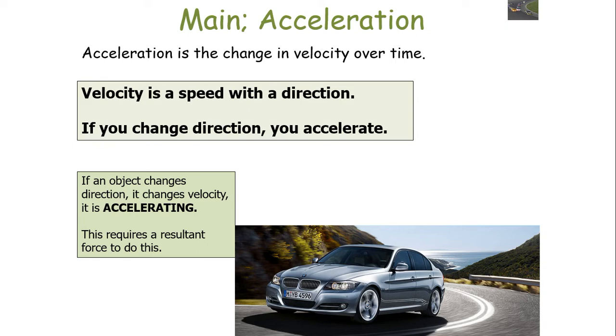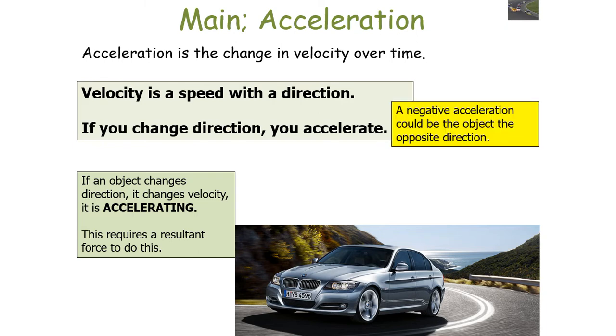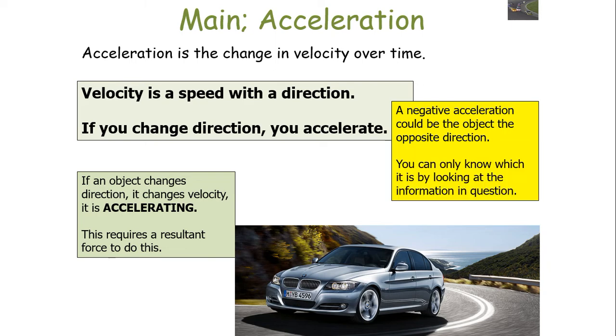Now a negative acceleration in this context could mean a decrease in speed, but there's another way you can accelerate, because like we said before, velocity is a speed with a direction, so if you change direction, you change velocity, you accelerate. Now again, what is required to do this? You need a resultant force to act on an object. Now in this context, a negative acceleration could be the object moving in an opposite direction, which means that if you just calculate a negative value, you can't actually understand if a negative value means a change in direction or a change in speed. Now you can only look at which one it is by looking at the information in the question.